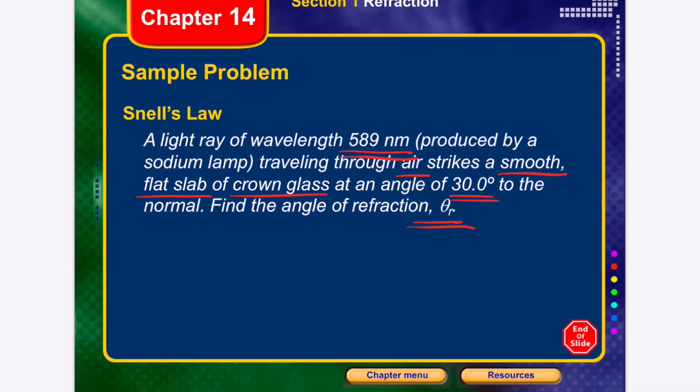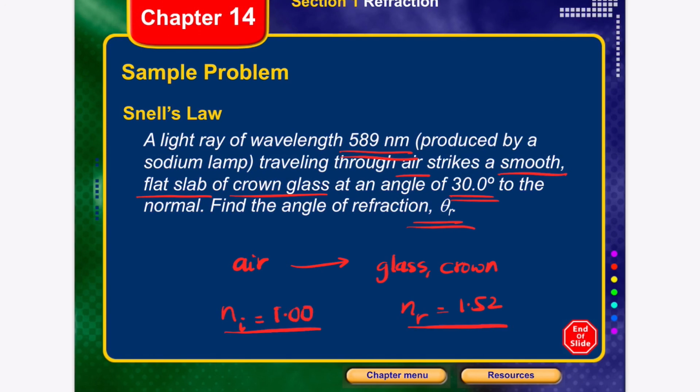I am going to write the additional data. Here we are going from air into glass, specifically crown glass. Crown glass has an index of refraction of 1.52, and air, as the incident medium, is 1. This is the additional data that we have. They are giving you the angle of incidence, so let's write down all the given data from the problem.